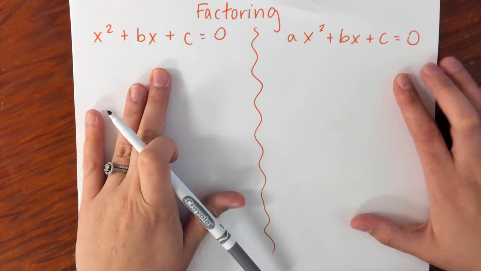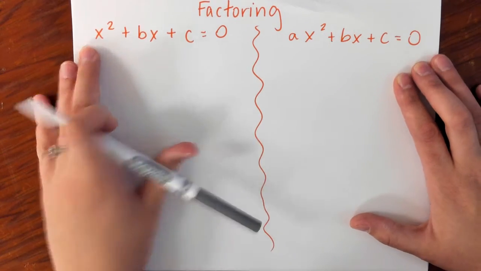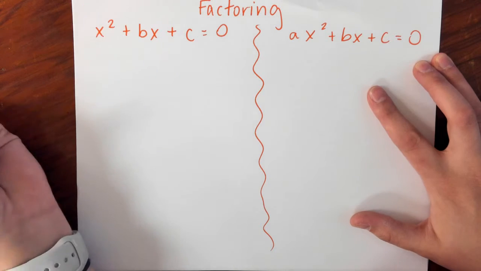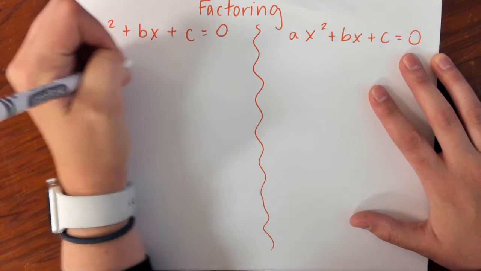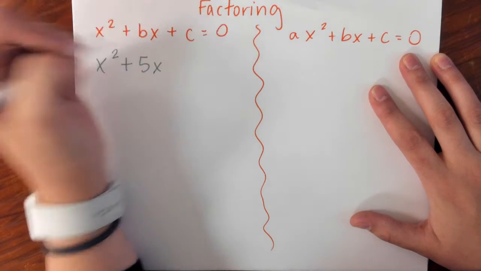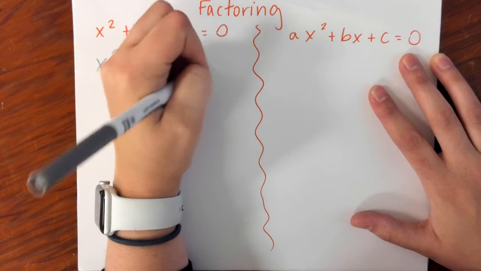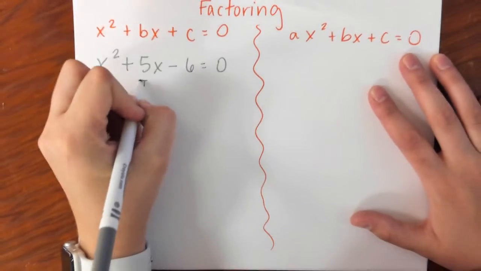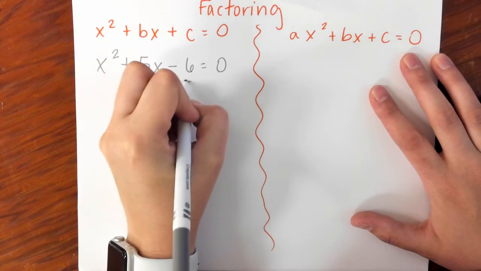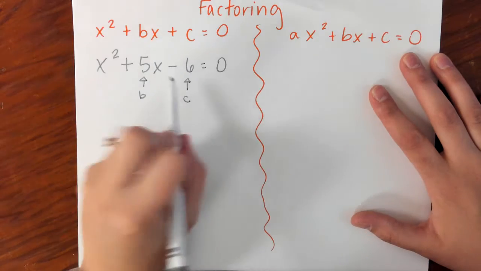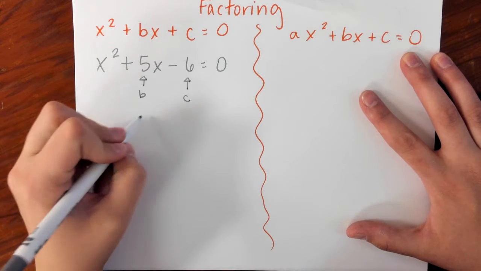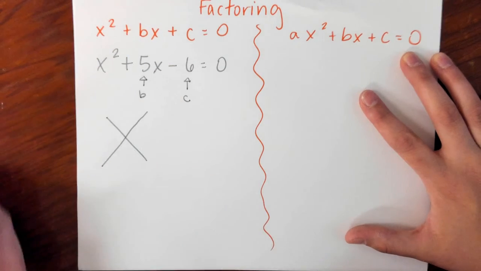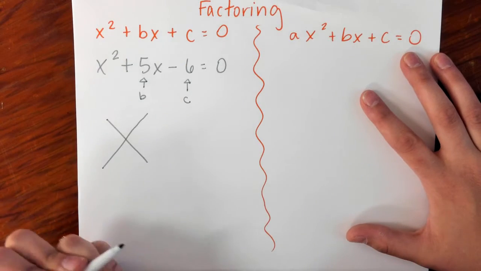So let's start with the first one, where there is no coefficient in front of x. For example, here we would have x squared plus 5x minus 6 equals 0. So this right here is my b, this right here is my c. Now remember, the sign in front of the number follows that number. So for our factorization, we're going to make our little cross diamond situation here.